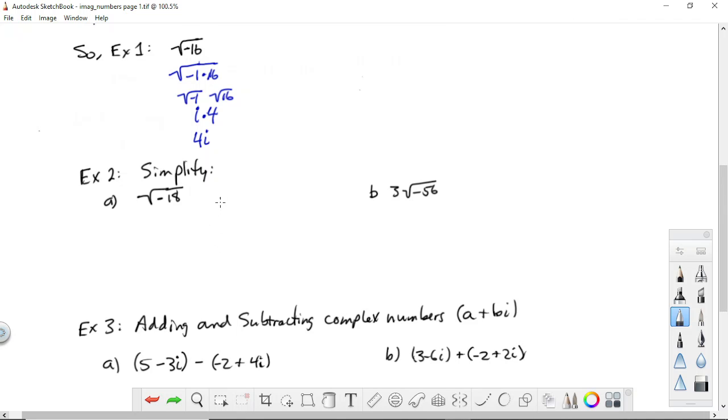So, let's look at some more examples. The square root of negative 18 is our next one. Besides having the negative to deal with, this time the square root of 18 itself can be simplified. So let's look at this.